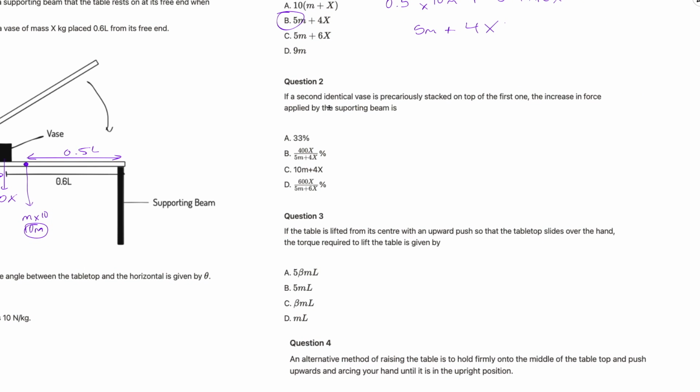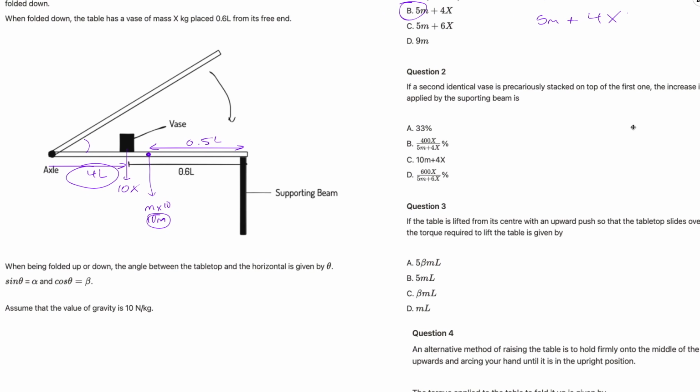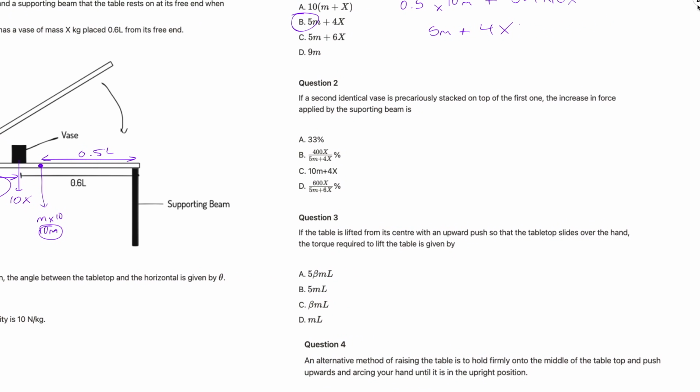Question 2, if a second identical vase is precariously stacked on top of the first one, then the increase in force applied by the supporting beam is, and you can see there's a mix of answers with percentages, and then one that's in newtons as well. So it could be any of them. So what we have to do first is go, well, what is the increase? Because that's what we're trying to focus on, not the actual final mass or the final weight.